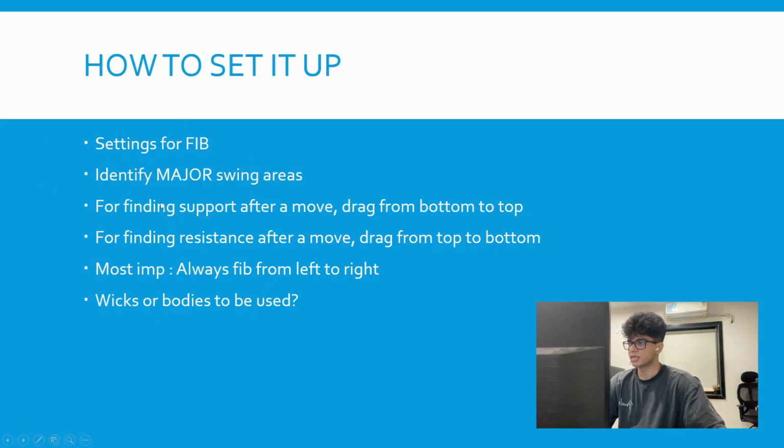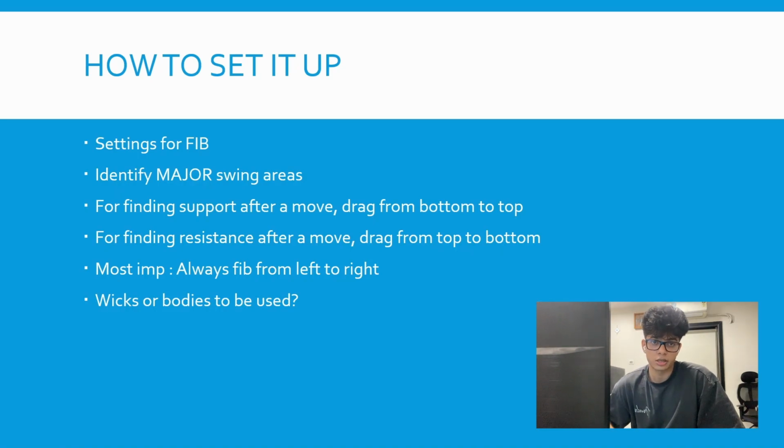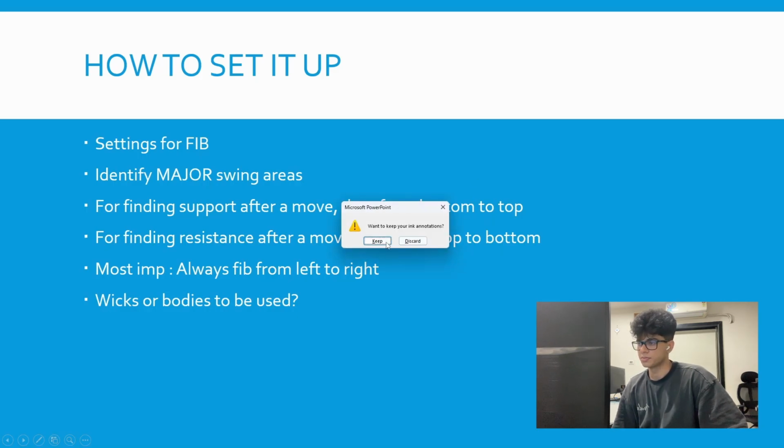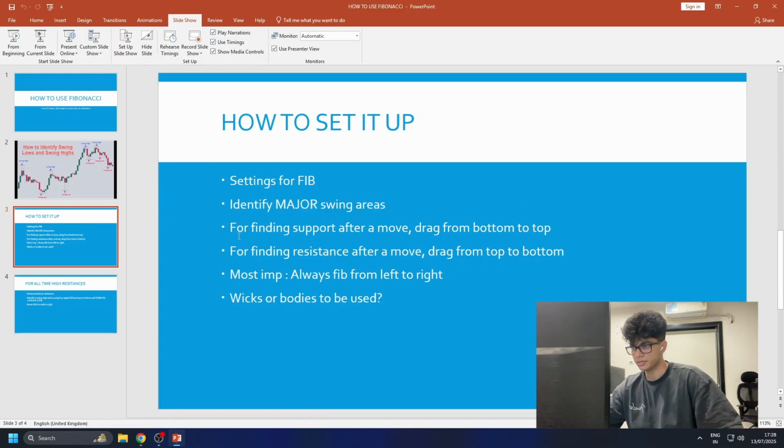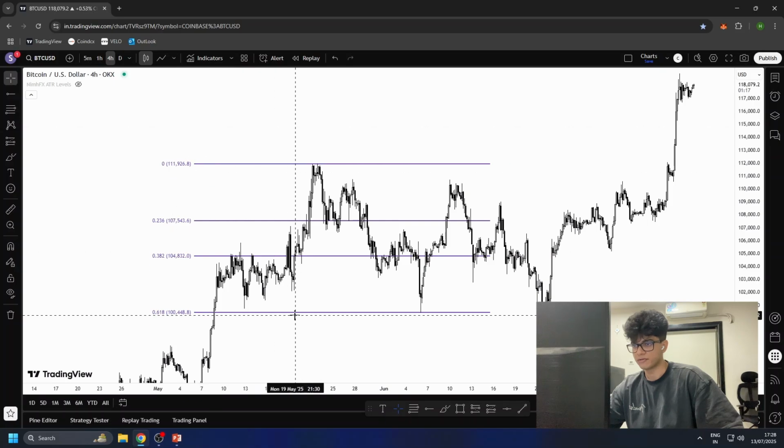So now settings for Fib is done. Identify major swing areas. I think you guys got it. So for these swing areas, one more important thing is that you need to specifically only look for areas that are like visible at like a first glance, because that is going to be the area where there is the most volume traded, right? So you want to look for areas that stand out once you just open the chart, right? So for finding support after a move, drag from bottom to top.